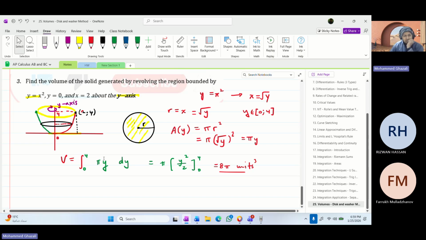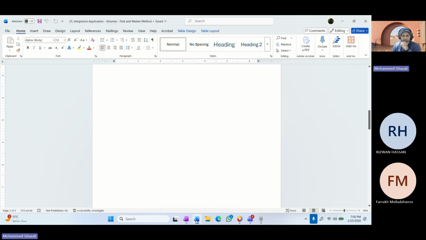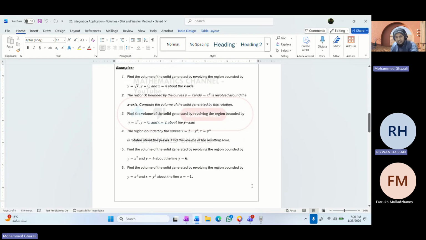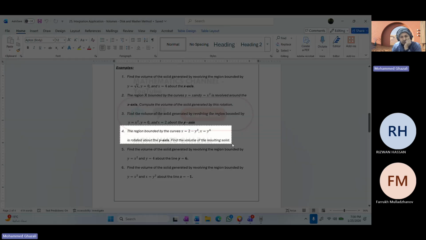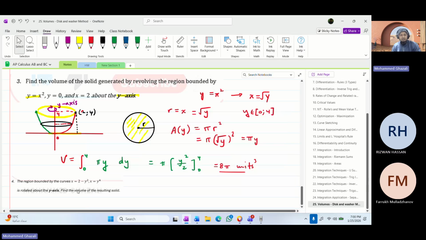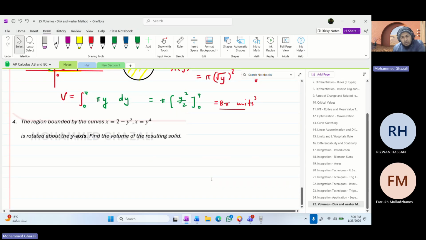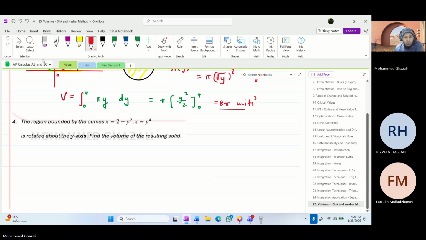Now let's look at the same concept, but using two graphs. You might get confused. Please don't get confused, because I don't like formulas, and we need to sketch a graph to solve, right? Let's look at a different question. The graphs might be a bit confusing. We've got x equals 2 minus y squared and x equals y to the power 4.